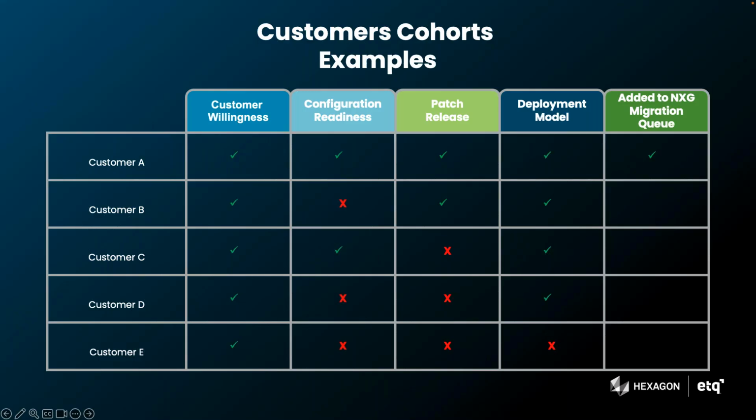Same for customers B, C, D, and E: you may need to tweak one configuration or more, or maybe need a patch to get to CG Summer 23, or need to switch to SaaS, or maybe you need all of them. We are happy to get this reviewed together and plan for each single one with you.